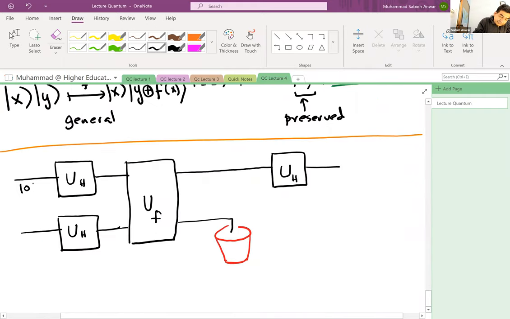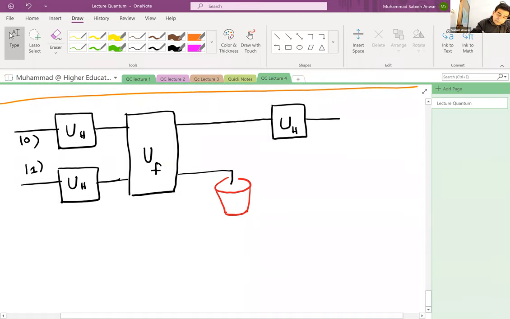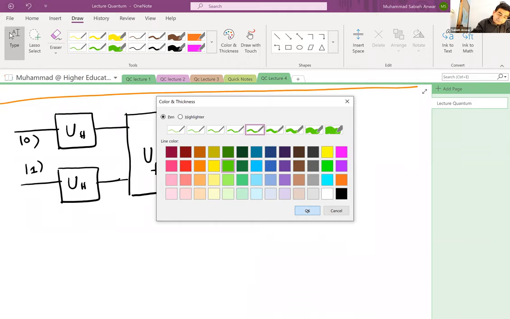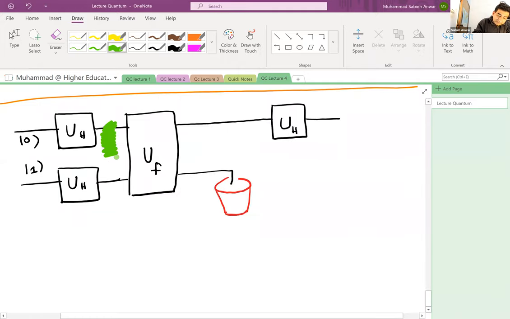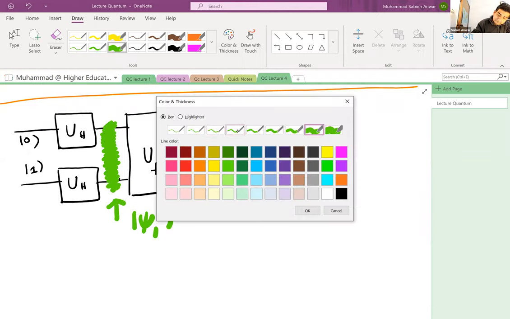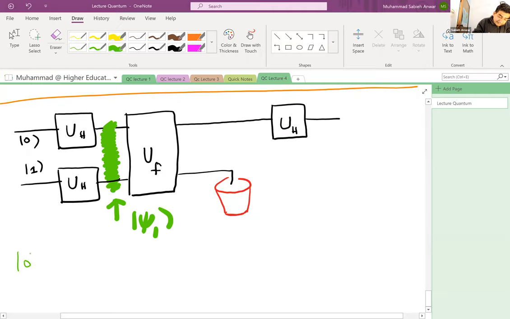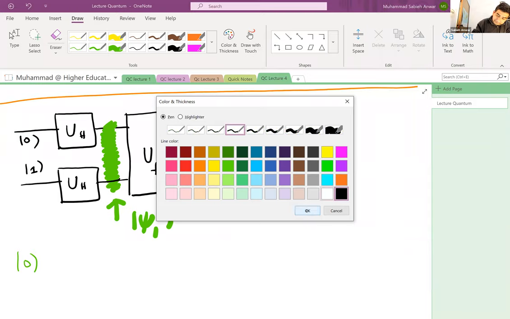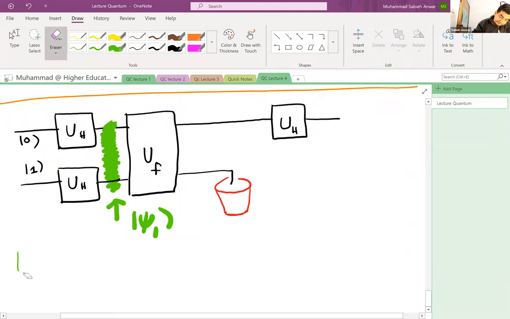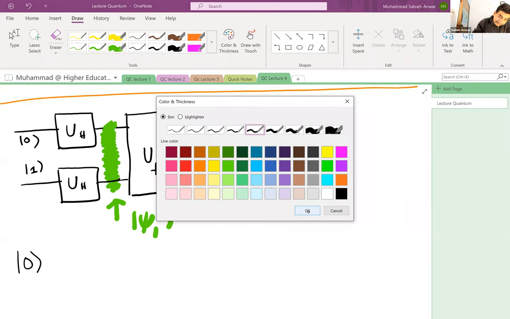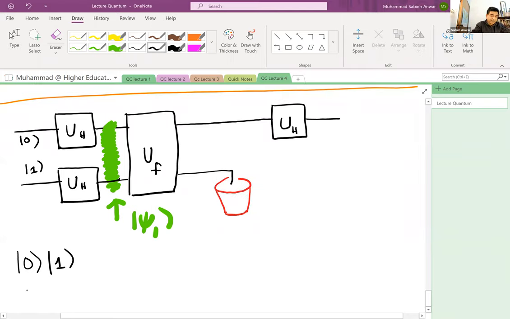My initial states are ket 0 and ket 1. So let's go step by step. First of all, I'm interested in knowing what my state is going to be here. Let's call this two qubit state ket psi 1. So my input state is ket 0, ket 1. I'm just not writing the tensor product. I just ignore it, and it's understood that this is a two qubit state.